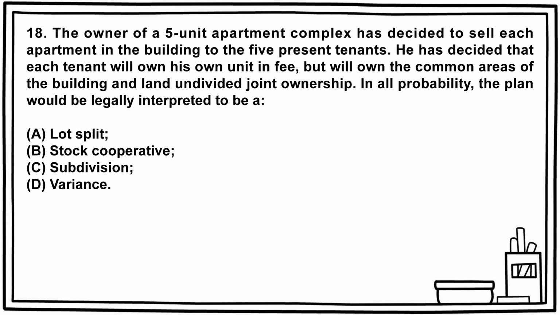The owner of a 5-unit apartment complex has decided to sell each apartment in the building to the 5 present tenants. He has decided that each tenant will own his own unit in fee, but will own the common areas of the building and land in undivided joint ownership. In all probability, the plan would be legally interpreted to be A. Lot split. B. Stock cooperative. C. Subdivision. D. Variance.